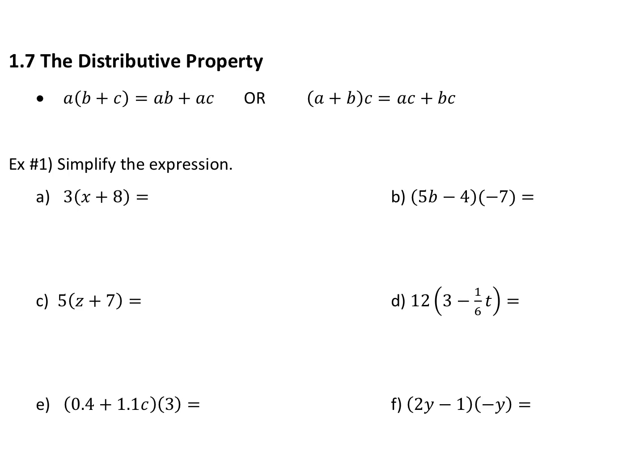All right, 1-7, distributive property. Like I said before, this gets done wrong a lot.